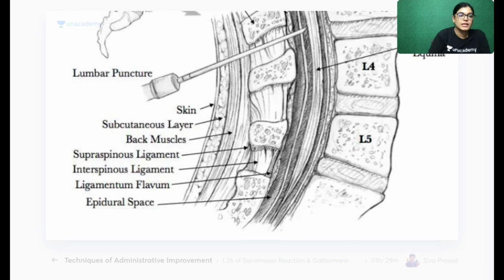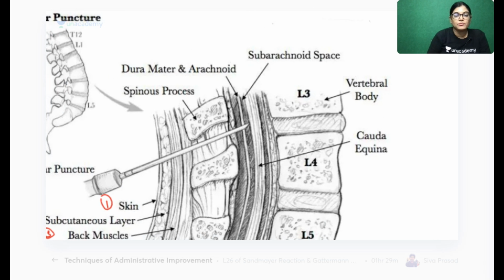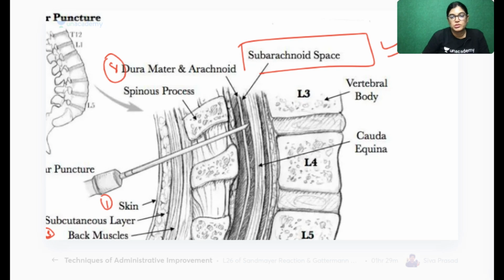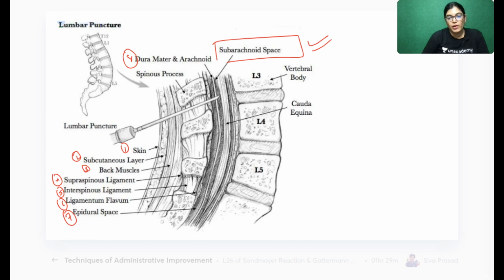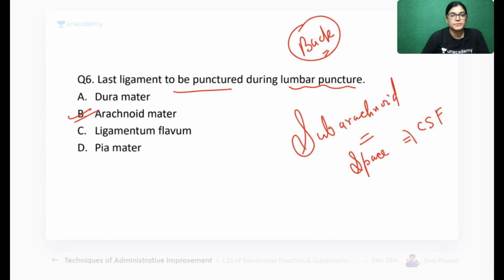Okay. So see here, the first structure is skin. The second structure is subcutaneous tissue. Then a few back muscles, supraspinous ligament, interspinous ligament, ligamentum flavum. Then we reach the epidural space. And then we have to puncture the dura mater and arachnoid, and then the subarachnoid space is reached. So we have to go with arachnoid mater as the correct answer in this question.